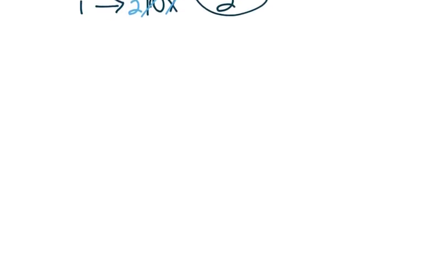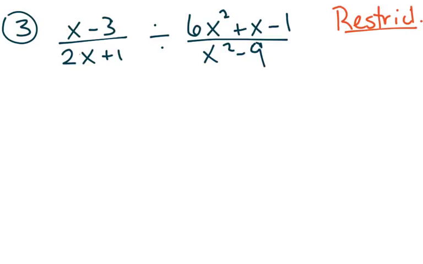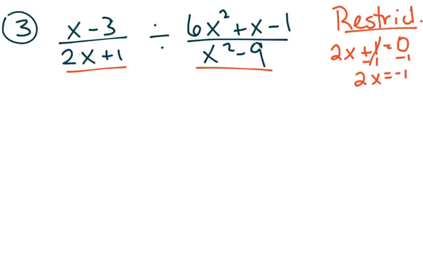Okay, let's go ahead to a third example. Now, this one looks a little bit uglier, but we're okay because we know how to factor. First thing I'm going to do is look at my restrictions. I have a denominator with 2x plus 1. So I'm going to set that equal to 0, subtract 1 from both sides. I get 2x equals -1, divide both sides by 2. X equals -1/2.